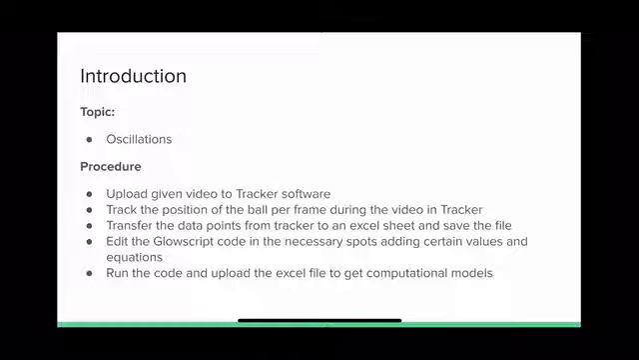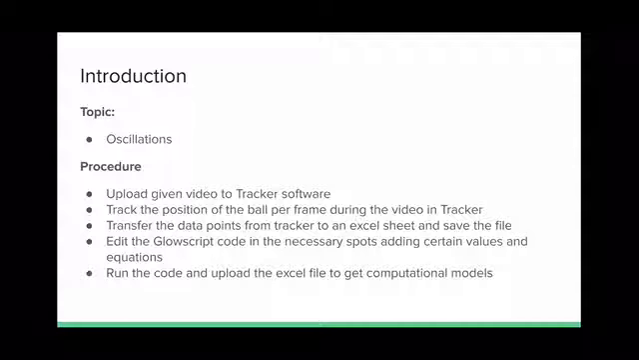So first up, we have the introduction. Again, the topic of this lab is oscillations, and the procedure for it is to first upload the given video to tracker software. After that, track the position of the ball per frame during the video in tracker. Once that is done, you find the data points from the tracker software, and once you get those, you transfer those data points to an Excel sheet and then save the file.